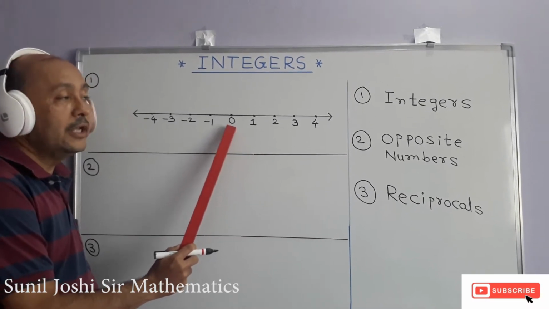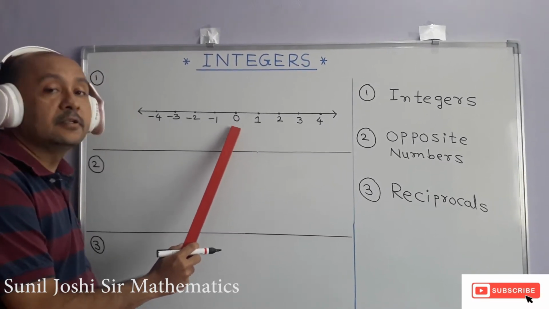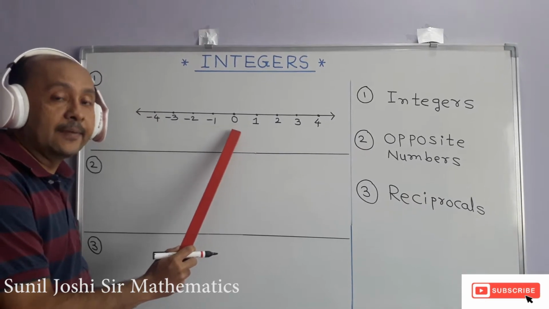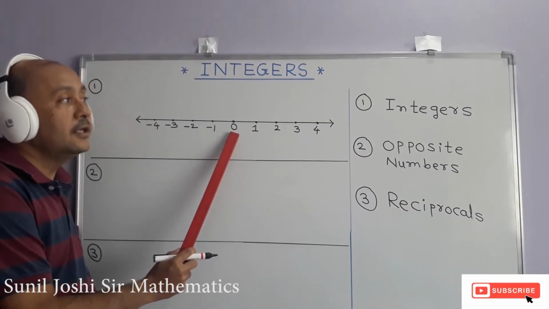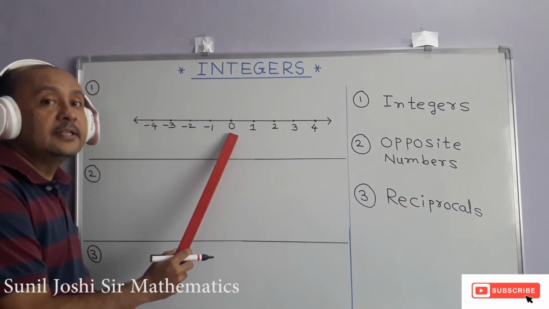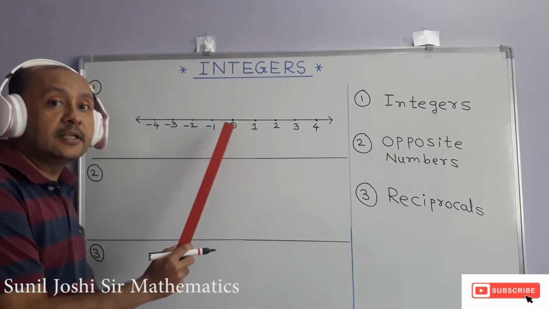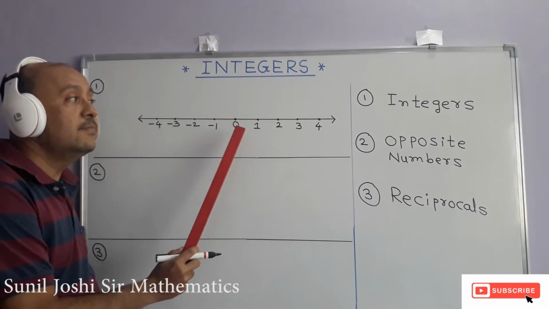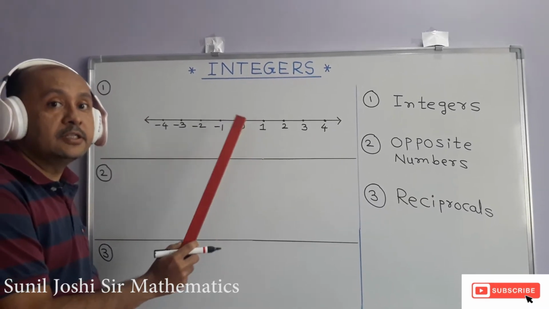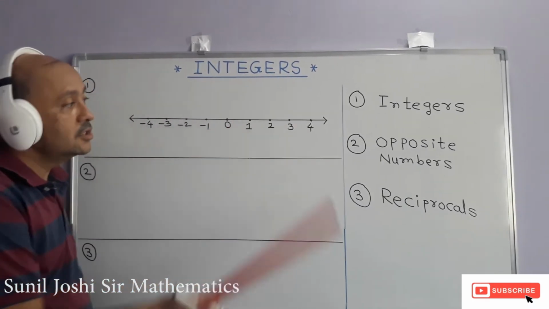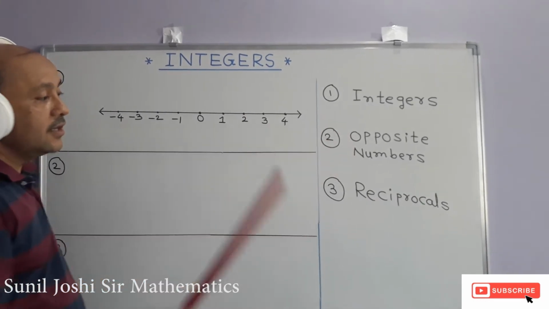Yes, this is all about integers. The integers are denoted by the letter I. I stands for integer. It has one more name, that is Z. Z stands for Zahlen. Zahlen means to count. It is a German word. So let us go to the next concept, opposite numbers.